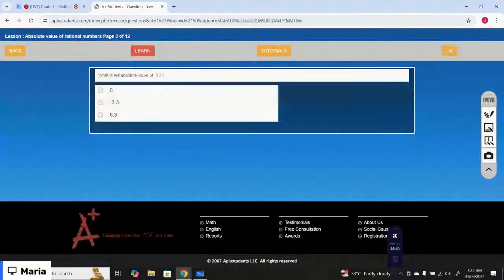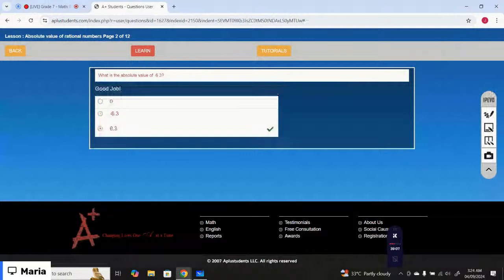The next one is, what is the absolute value of negative 6.3? So now you have a negative value. You are going to find the absolute value of negative values. Absolute values are all positive values, so that is positive 6.3. Option number 3 is the correct option.